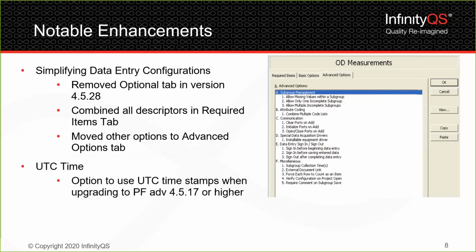Okay. Another big change is UTC time. We've added an option to use UTC timestamps when upgrading to ProFicient version 4.5.17 or higher. This is a big thing for some of our clients, because I've had a lot of clients that house a centralized database in a different time zone, and on some of those older versions, you got a little confused with the timestamp. Converting to UTC time, since it's a universal time, eliminates a lot of that confusion, and it adjusts based off the time zone you're in, so you're not confused on when certain data was collected.